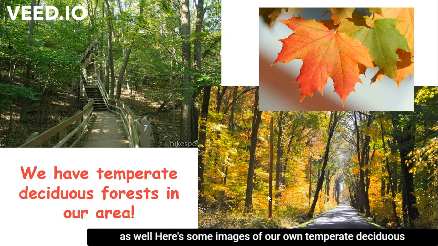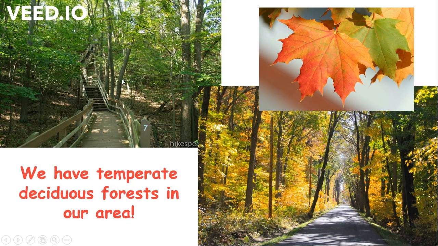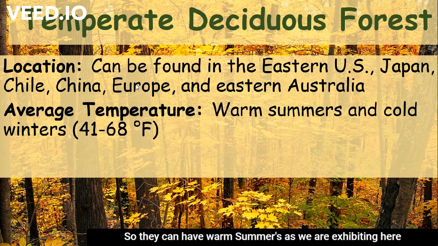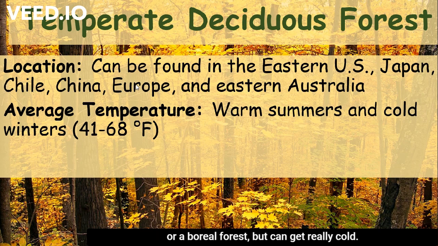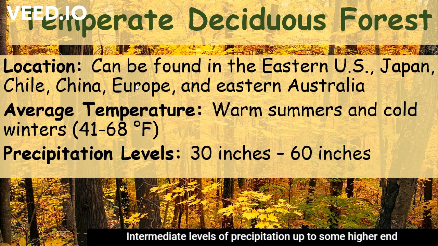Here are some images of our own temperate deciduous forests in the area. Beautiful, beautiful. We really hike around here. Recognize those stairs? They're a very great workout. I think they're located along West Beach, if I'm not mistaken. They can have warm summers, as we are exhibiting here now, and also kind of cold winters. Again, not as cold as a tundra or a boreal forest, but it can get really cold. Intermediate levels of precipitation, up to some higher end, 30 to 60 inches. Again, not as much as a rainforest per se, but still pretty significant amounts of rain.